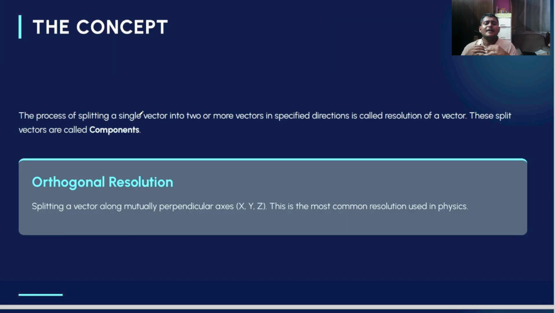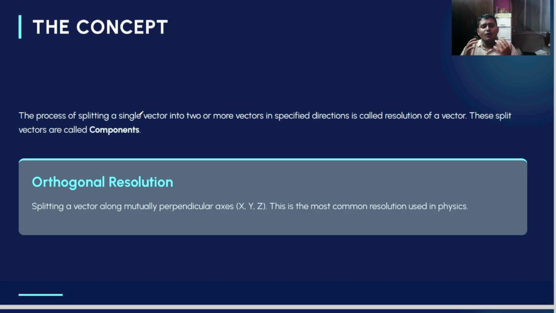The process of splitting a single vector into two or more vectors in a specific direction is called the resolution of vectors. These split parts are called components. It means I have split the vector into elements like x cos theta and y sin theta. These are the components. It has implementation in projectile motion and in many other places, so it is an important concept.